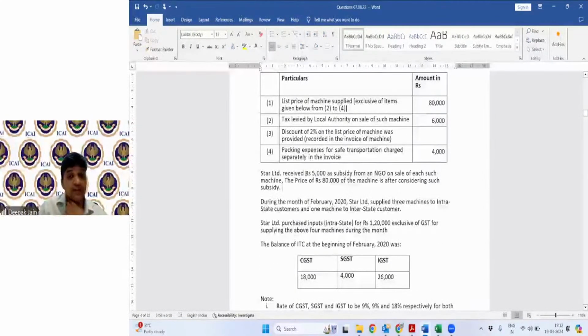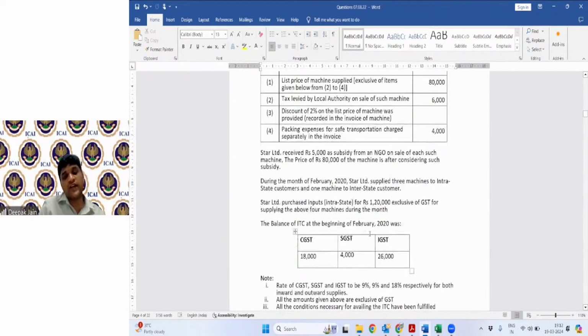How much subsidy is being received? 5,000 rupees. During the month of February 2020, Star Limited supplied 3 machines to intrastate customers and 1 machine to an interstate customer. Star Limited purchased inputs of 1,20,000 rupees exclusive of GST for supplying the above machines. How much are the inputs? 1,20,000 exclusive of GST.